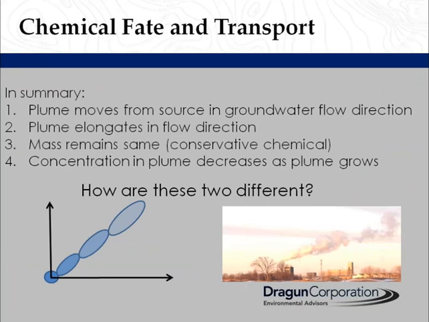If it's a conservative chemical, the mass remains the same, and this is kind of highlighting it, day 1, after a bit of time, after more time. So these aren't occurring at the same time, they're at different times. So the mass remains the same at different times. The concentration of the plume decreases as the plume grows, but the mass remains the same. So how are these two different? The smoke coming out of the stack and a conservative tracer released.